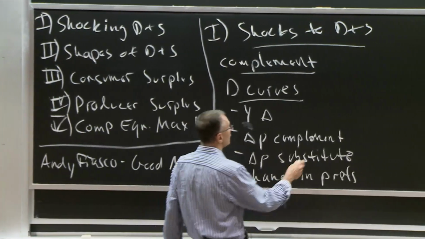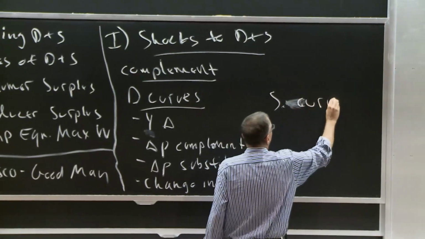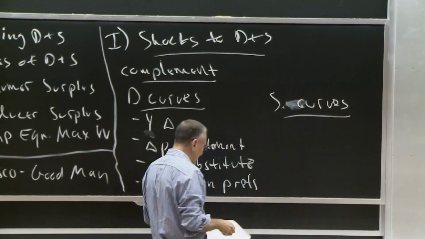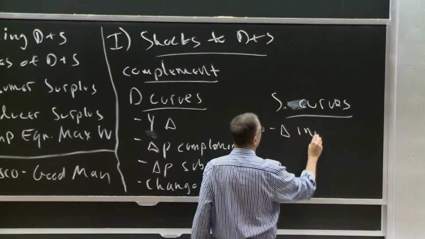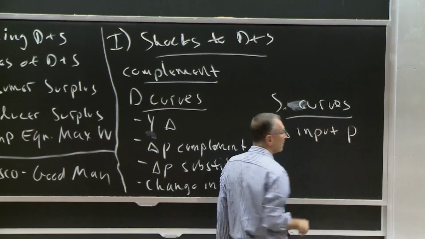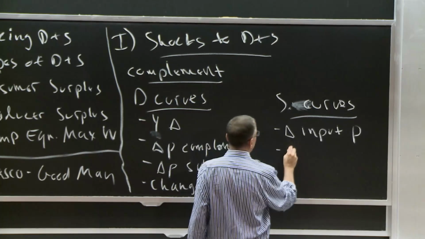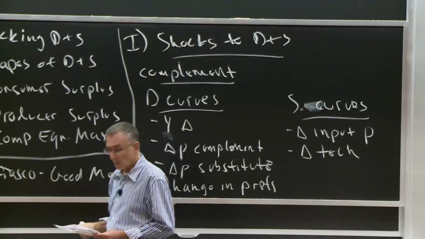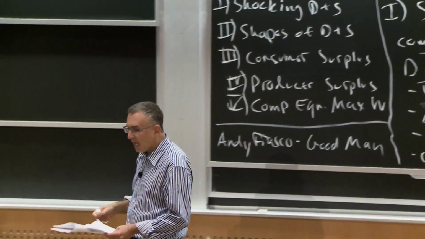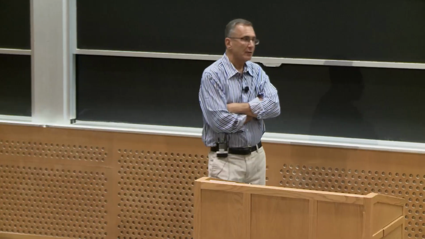Why does supply curve shift? Well, really just for 2 simple reasons. One is a change in input prices. And 2 is a change in technology. So these sorts of outside influences can shift the demand and supply curves.